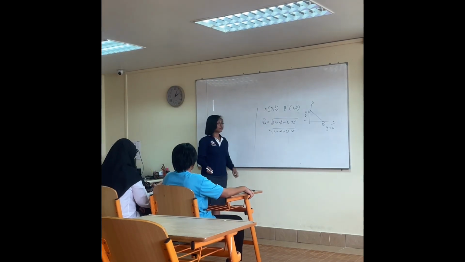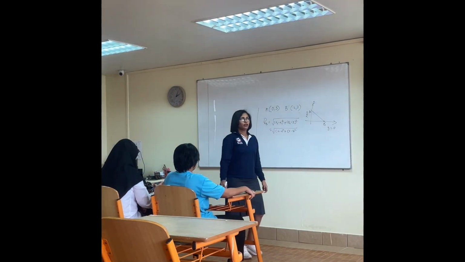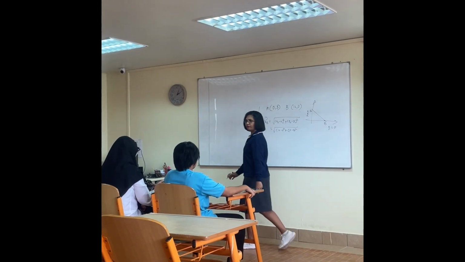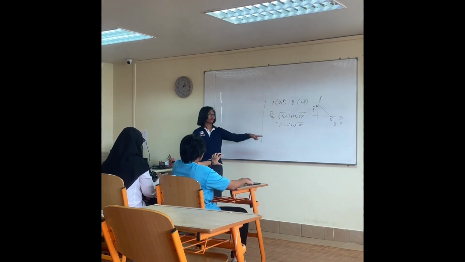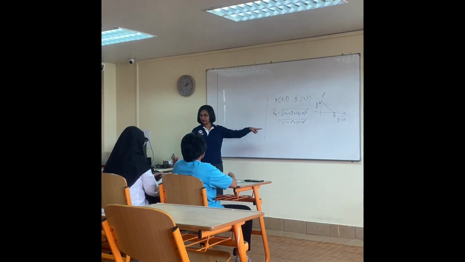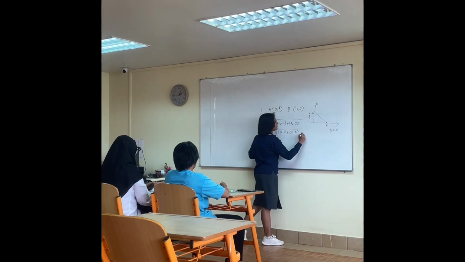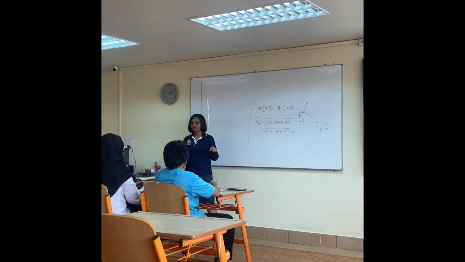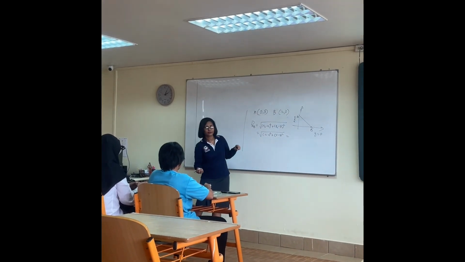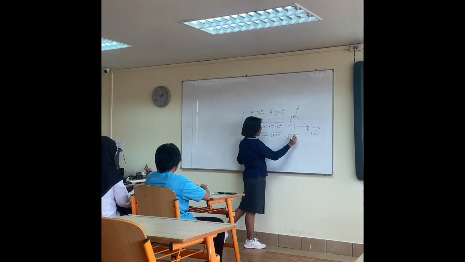Okay. Can you find the answer? 12.4. 0 minus 3 whole square. So what is the answer? It's square root of 144 plus 9.